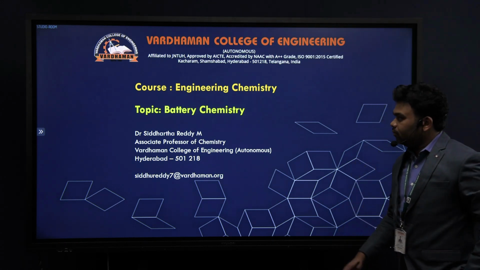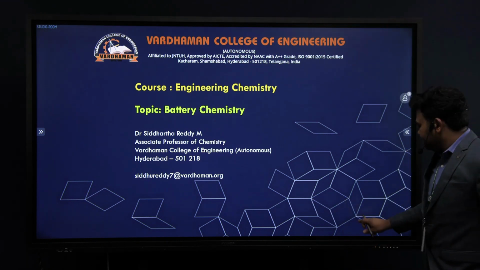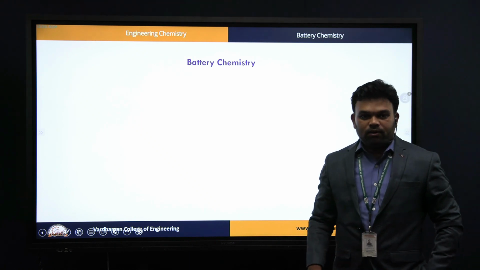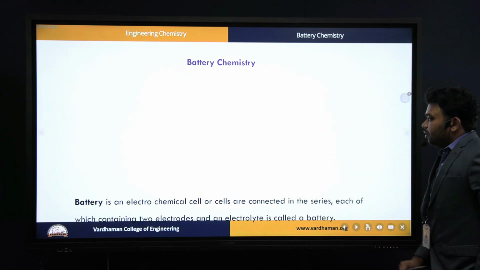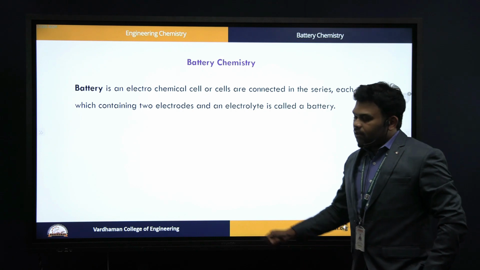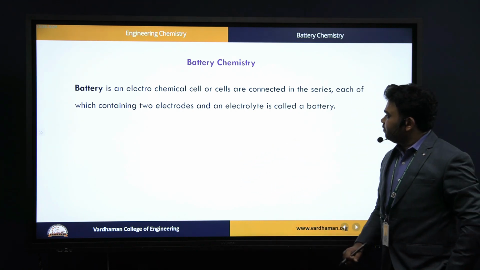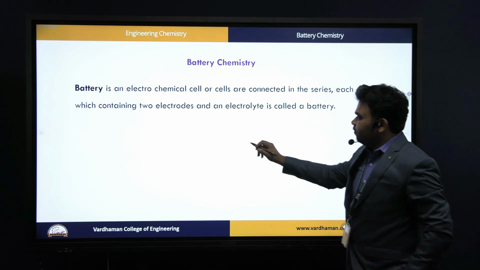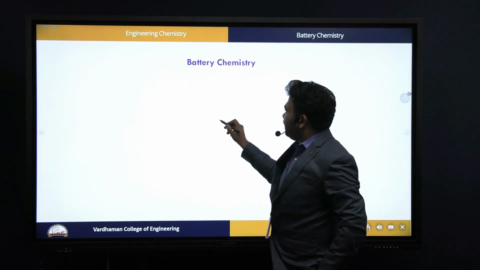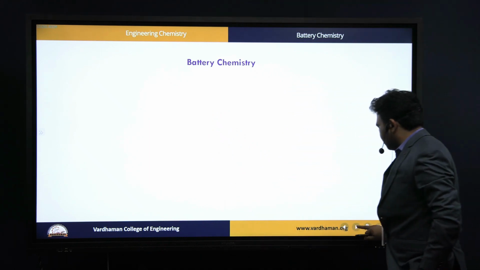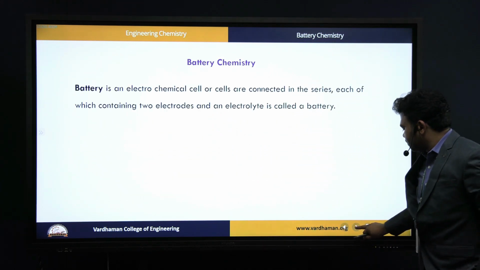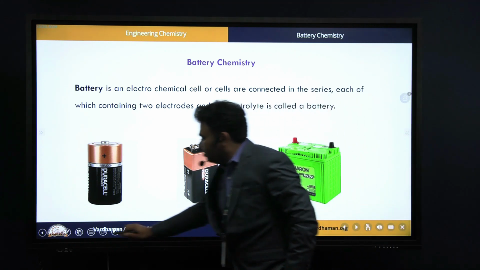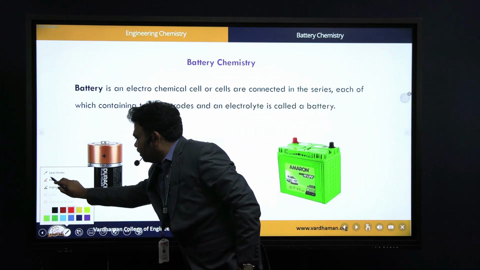In this video, I am going to discuss battery chemistry. First, we should understand the meaning of a battery. A battery is nothing but electrochemical cells connected in series. Each cell consists of two electrodes and one electrolytic solution, and together they are called a battery. These are some examples we observe in our day-to-day lives.